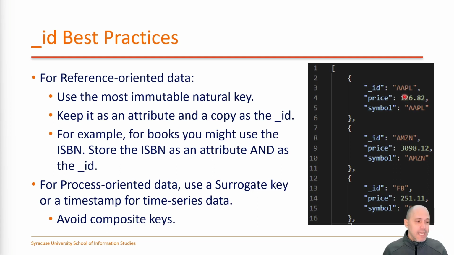You don't have to. But if you do have a business key, and it does make sense to use a business key, like an ISBN or a SUID number, or a customer's email address, that makes a lot of sense, especially for reference-oriented data. For process-oriented data, probably you want to use a surrogate key or some kind of timestamp if it's time series data. You want to always avoid building some kind of composite key, like out of email and order number and this and that to create some kind of ID. That's not the way that you do things in the MongoDB world. It's just not.